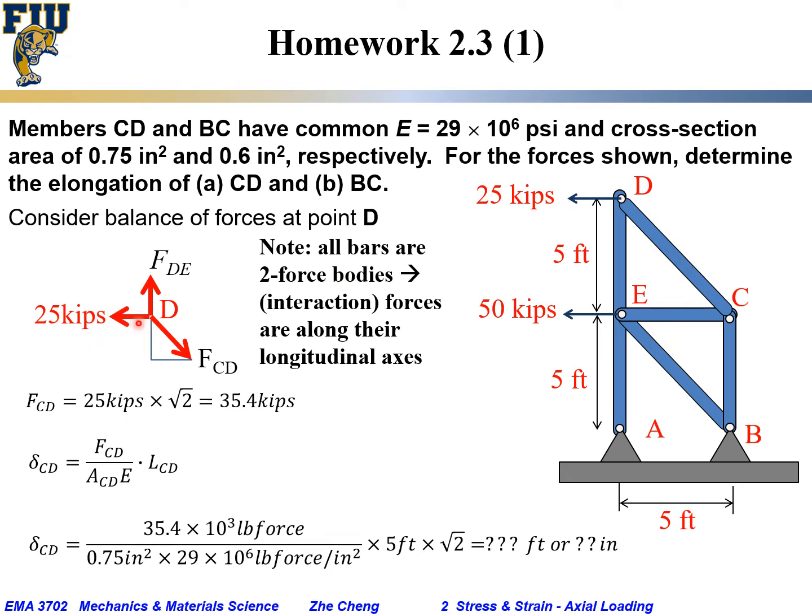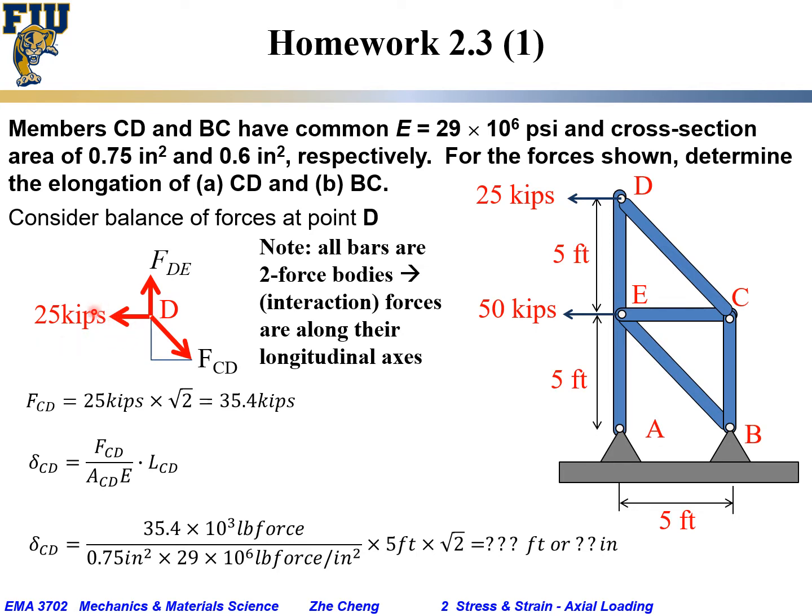So at point D, we have one force to the left, and to balance, we need the FCD to go to the lower right hand side. And because FCD has a direction that's going down, the FDE must be going up. So this would be our free body diagram for point D. Based on this, what do we know? We know the horizontal force is 25 kips.